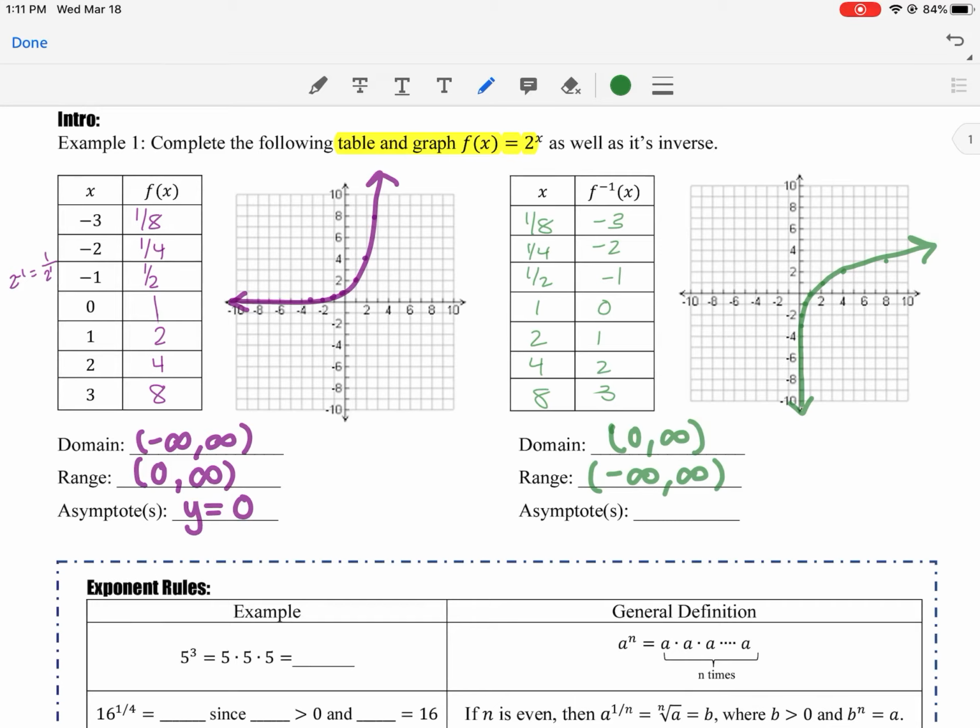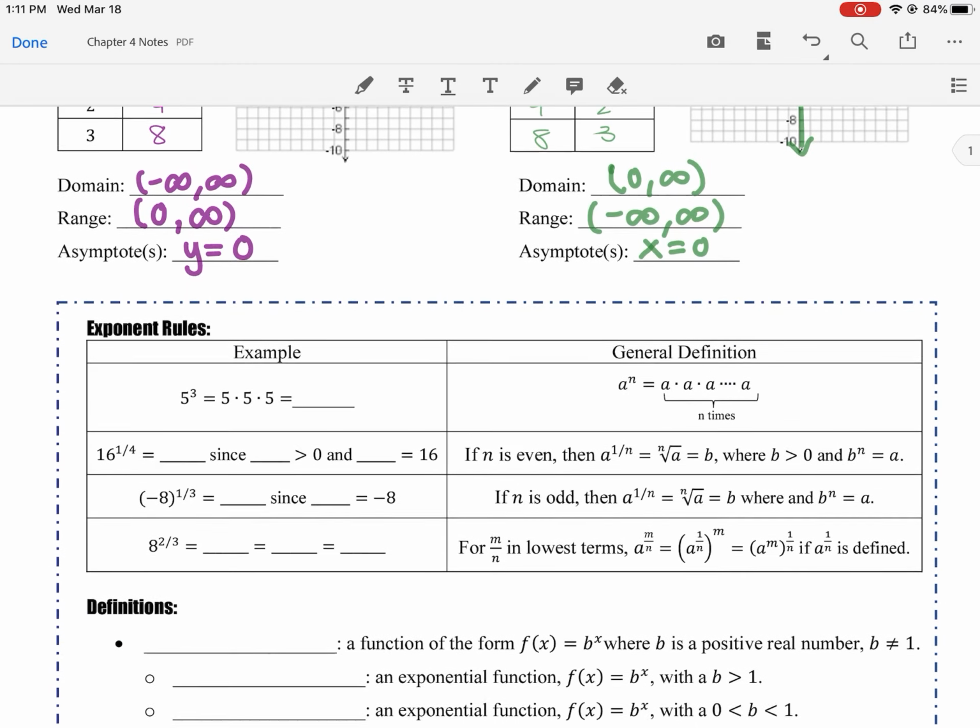It doesn't go all the way to the left. Notice how it stops at 0, but it does go all the way to the right, so infinity. As for the range, it does go all the way down and up, so negative infinity to infinity. Here our asymptote has switched to x equals 0. What I'd like to point out with this graph is that technically what we've just done over here on the left is our log. Specifically, since we graphed 2 to the x, it's log base 2 of x. But log is simply the inverse of an exponential.